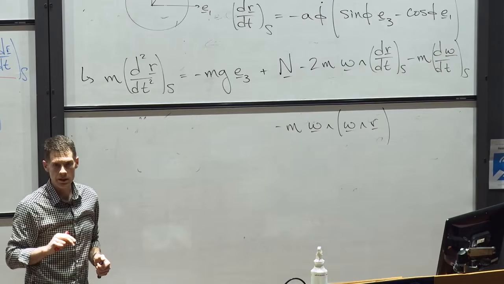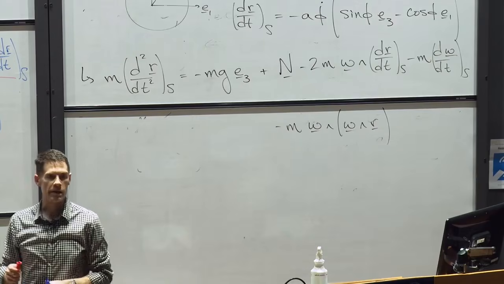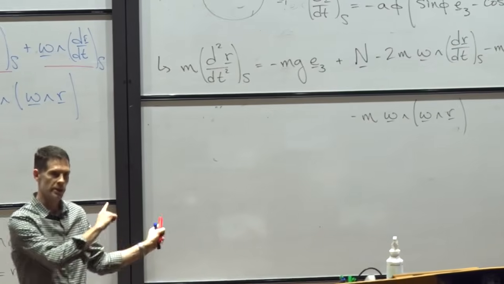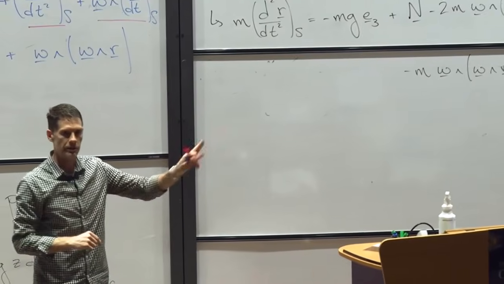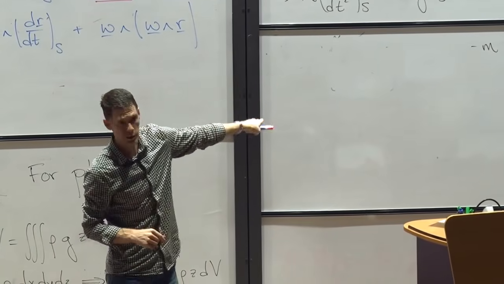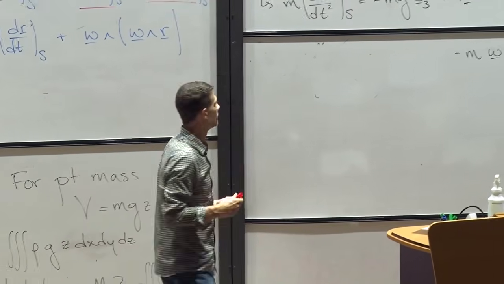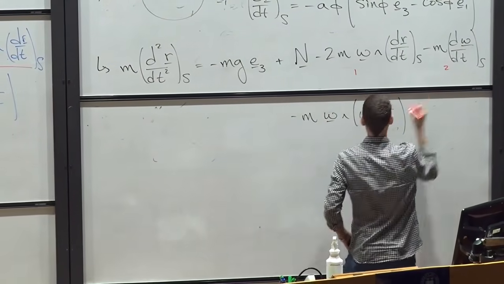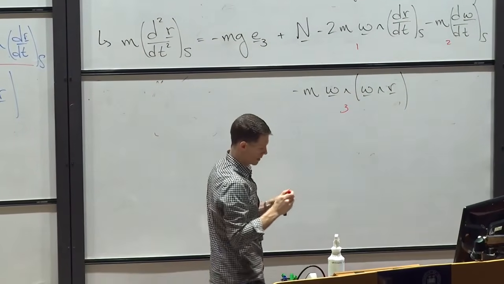There's a kind of a no free lunch principle, which is that if I do it in the inertial frame, I don't have these extra forces, but I have to deal with the kind of ugliness of spherical coordinates. Say, okay, switch to the non-inertial frame. I don't have the ugliness of spherical coordinates, but I have to worry about these extra terms. Right? So these aren't too hard to work out. So I've called that term 1, term 2, term 3.